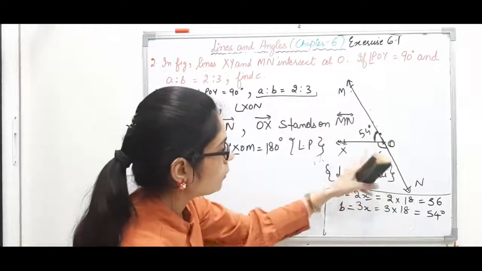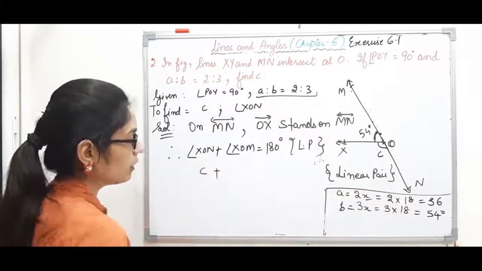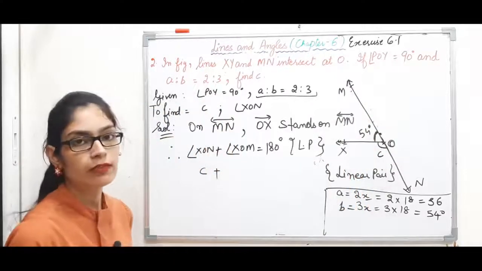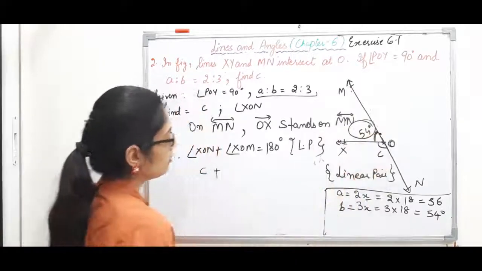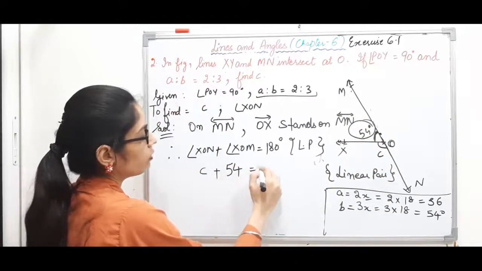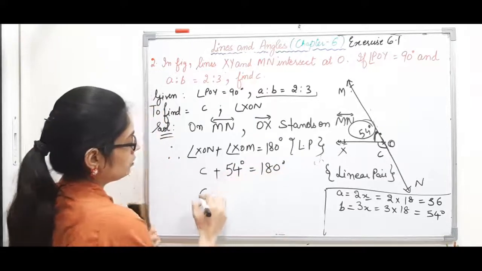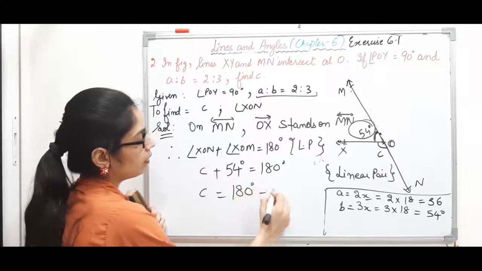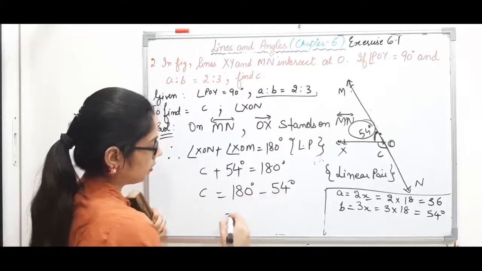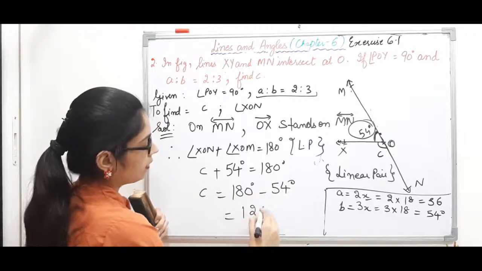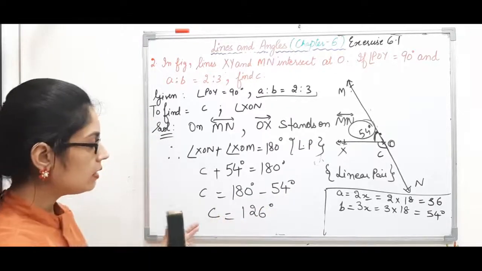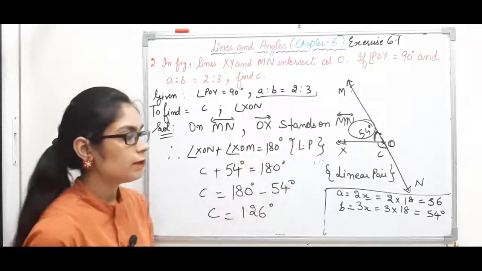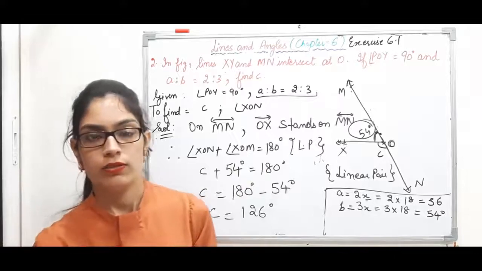So XON, it's given in the form of C, so we'll write C here, and XOM. So it was given to us in the form of B, but now we have already calculated the value. So directly we can write 54 degrees. So C plus this 54, it's getting added this side. On changing the side, it will get subtracted from 180 degrees. So we'll get the value of angle C, or C equals 126 degrees. See, in this question also linear pair axiom we have used. Now let's do the next question.